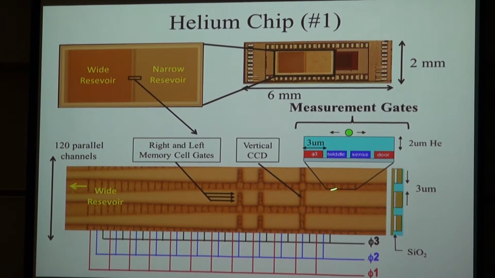Now what we're going to do is play around with electrons in this system. I'm just going to show some data where we moved electrons back and forth. We made some little memory cells where we can store electrons, and yes, they work. We made some vertical channels that go all the way up, and yes, that works too.